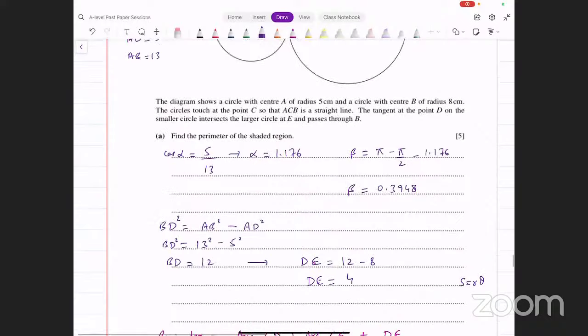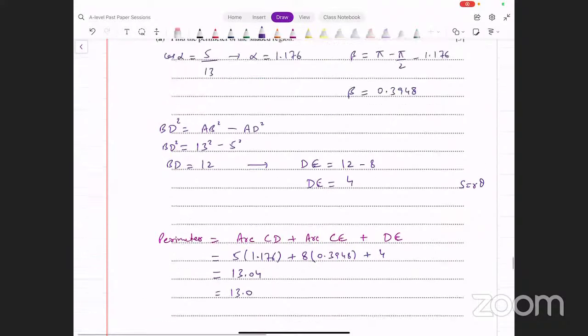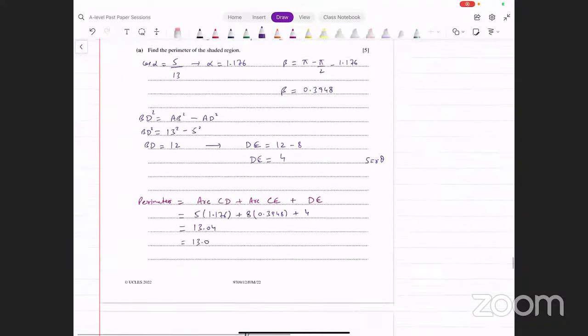ठीक है, आप इसको exact लिख देंगे पहले, मतलब ज़्यादा accurate लिख देंगे, but if you want to round it off, you can round it off. That's going to be 13.0. That's the perimeter. Okay. So that was this part. Let's move on to the next one.